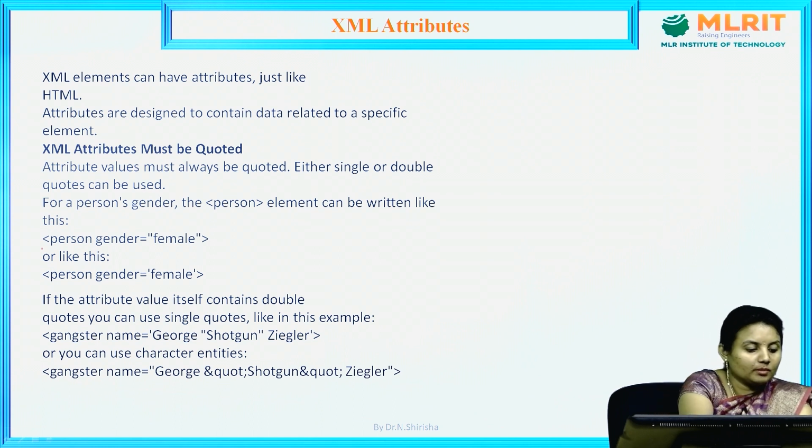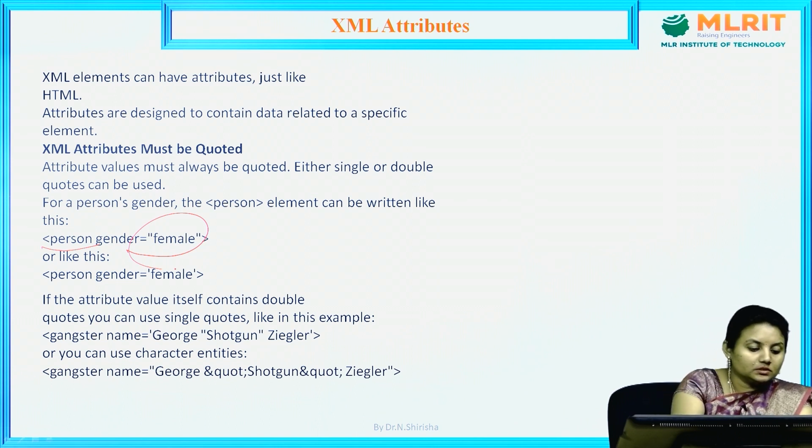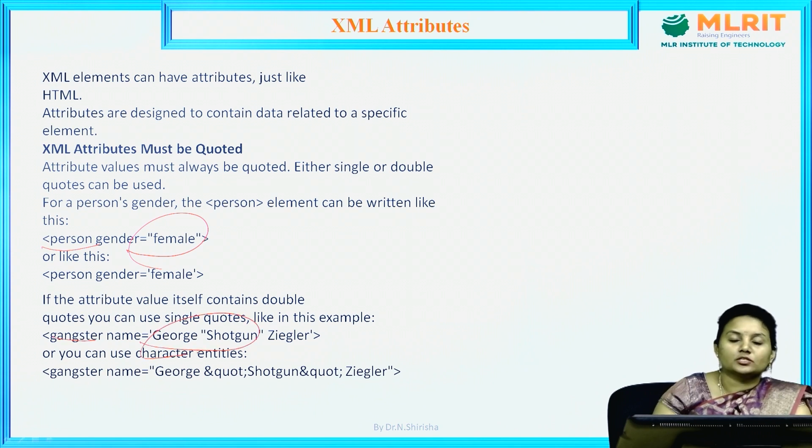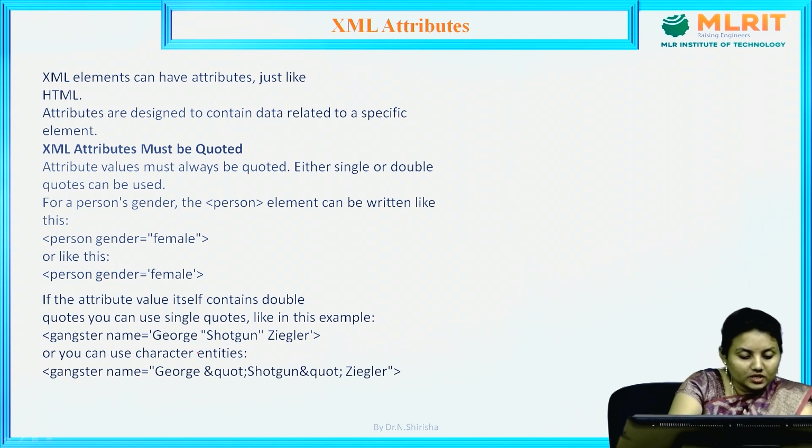So if you see here, person is there, gender you are giving. What type of person are you telling? Person has a gender. Gangster, what type of gangster are you giving? So like this you can define the attributes and the values. If the attribute value itself contains double quotes, you can use single quotes. So here, if the name is like this, obviously you can use single quotes outside of the value.